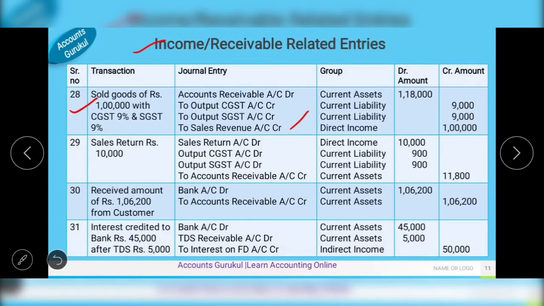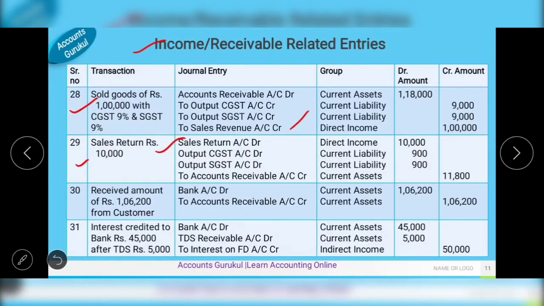Then the next, sales return rupees 10,000. जो goods हम लोगों ने sale किया था, और वो अभी return हुआ है, मतलब उसमें there might be some issues, and that goods is returned to us. Then what entry we have to pass into the systems? So the sales return account debit, it's going to be reduced from the direct income, 10,000. Whatever we have credited the GST, that we have to debit.